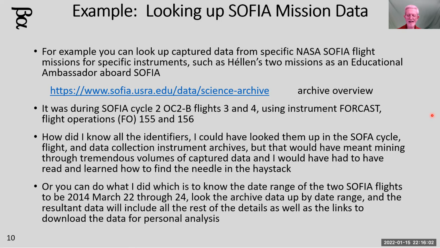So even if you can't, or you don't want to pay the $400 to access it from the scientific journal, you can at least go and get the raw data. But how did I know it was OC2B flights 3 and 4, which are flight operations 155 and 156? That was because I knew the date that the flights run. 2014 was the year, March 22nd through the 24th. And that way I could look it up.